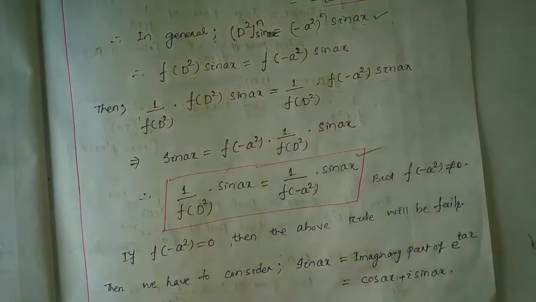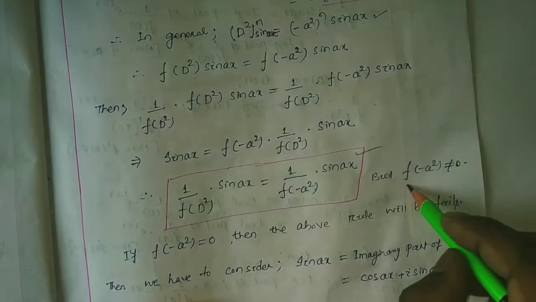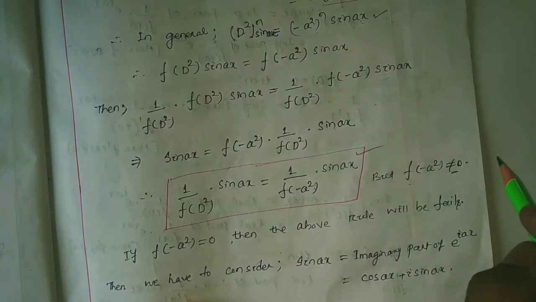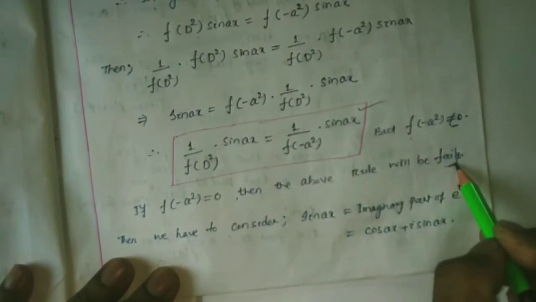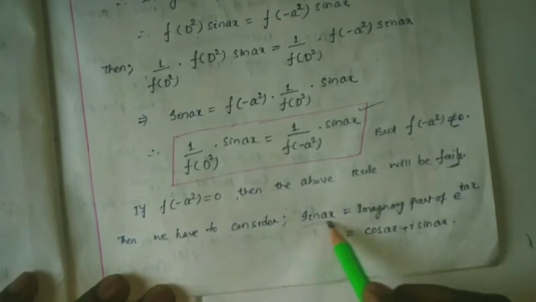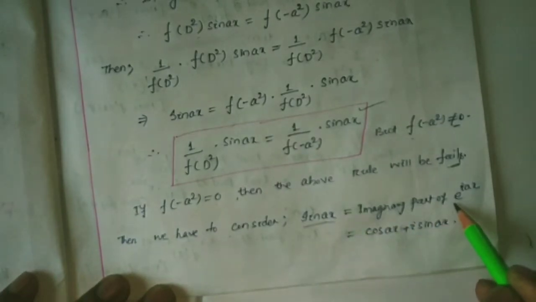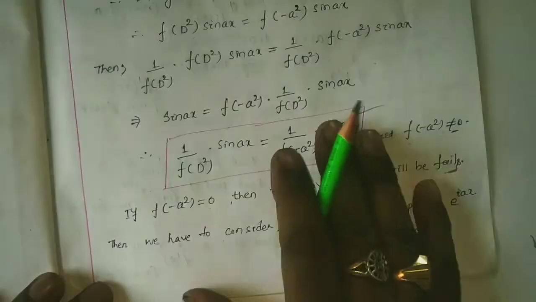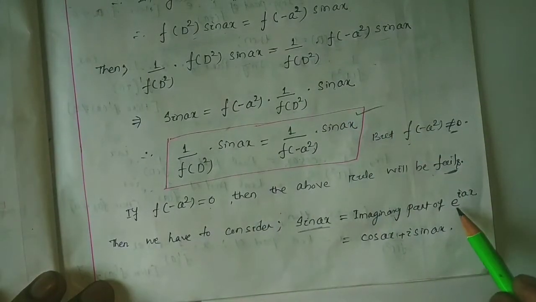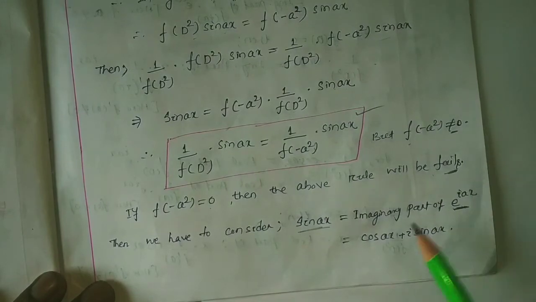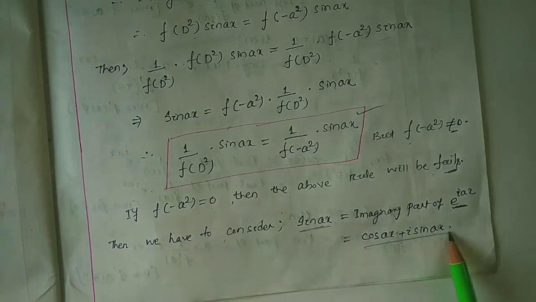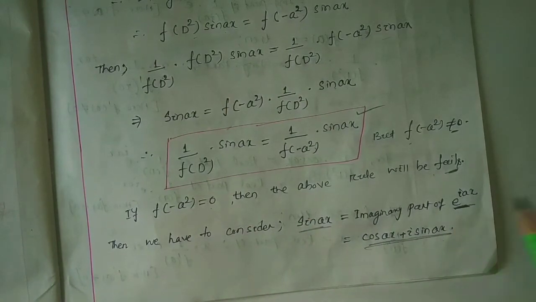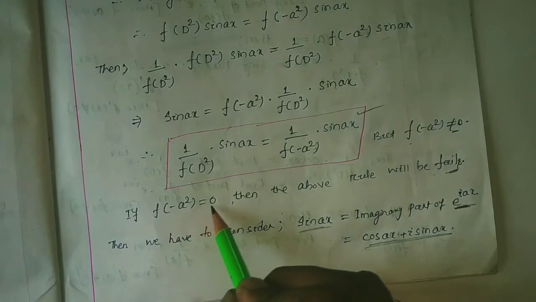But here we have to remember one thing, that f minus a square should not be 0. If f minus a square is 0, then the above rule will fail. Then we have to consider sin ax equal to the imaginary part of e to the power i ax. Because if I expand this one, e to the power i ax is nothing but cos ax plus i sin ax. So sin ax is nothing but the imaginary part of this one. Then we are going to solve for when f minus a square equals 0, right?